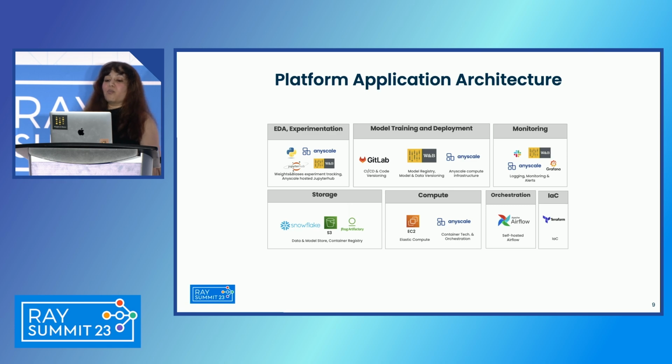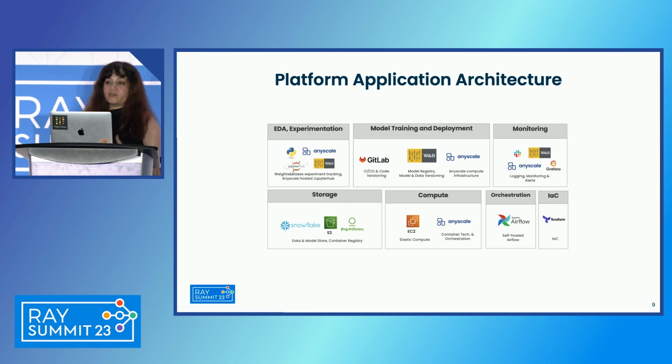Similarly, for model monitoring and monitoring of the pipelines in general, we used to have Grafana and CloudWatch, but now we have replaced that with Anyscale's version of Grafana. And what we have done is integrate Anyscale jobs with Slack, so that's how we have created our alerting mechanism. Our storage and data store is based in Snowflake, and we also use JFrog Artifactory for storing our Docker images and scanning the images.